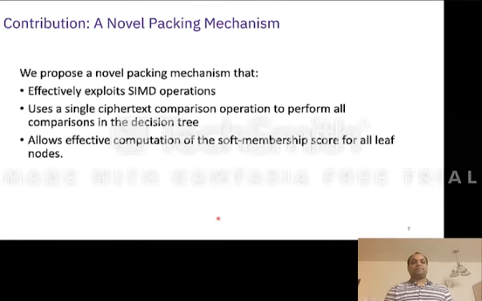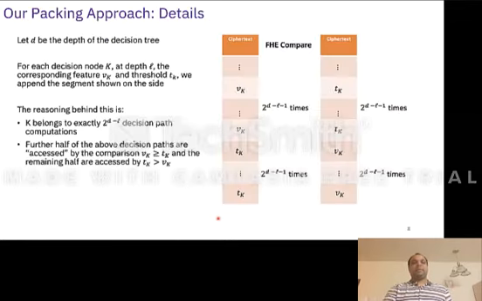Okay. So coming to our key contribution, we give a novel packing mechanism that effectively exploits SIMD type operations and uses a single ciphertext comparison operation to perform all the comparisons in the decision tree. And this allows us to effectively compute the soft membership for all the leaf nodes. So let me briefly describe what our packing approach looks like.